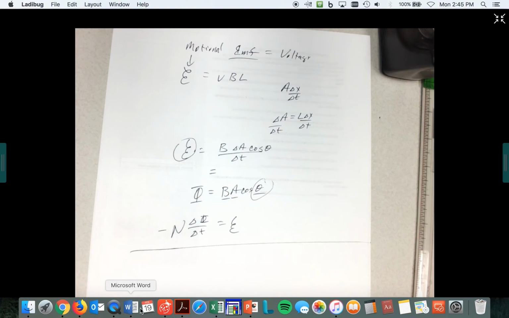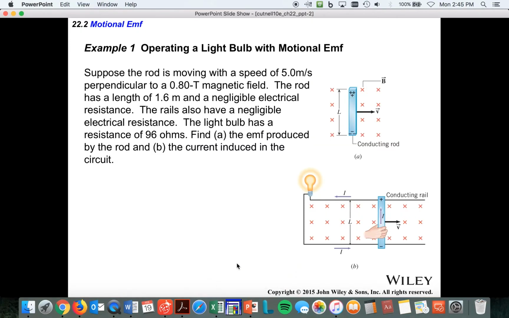What's the information they gave us? B is equal to 0.8 Teslas. L is equal to 1.6 meters. The resistance in the light, the little bitty bulb there, is 96.0 ohms. And the velocity is 5 meters per second. Wow, they gave us everything we needed, didn't they?